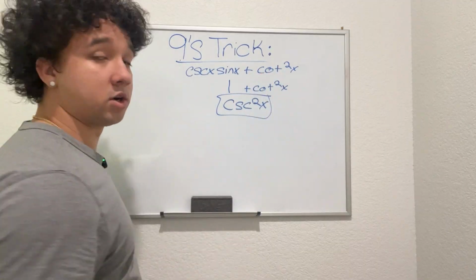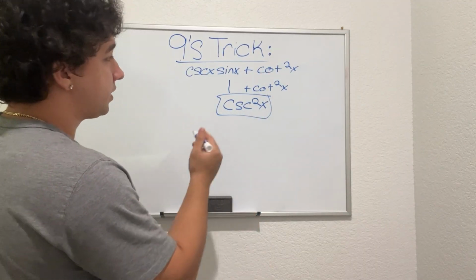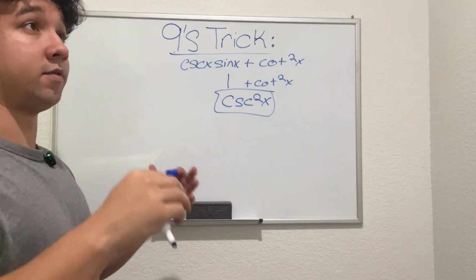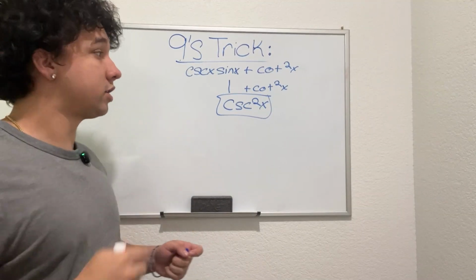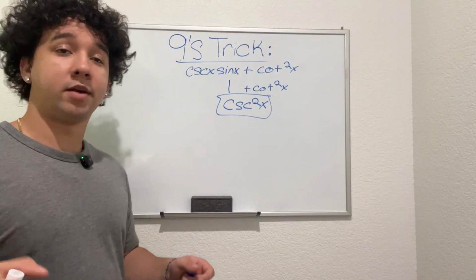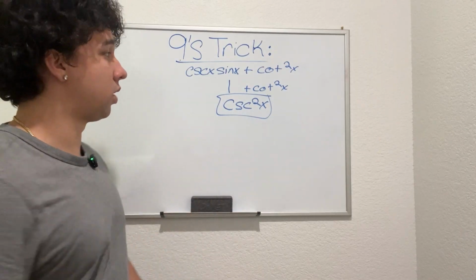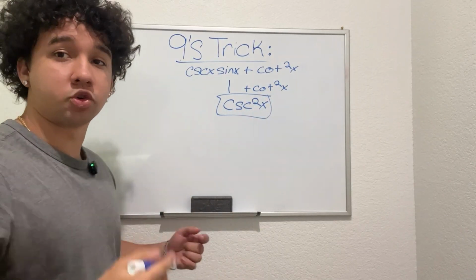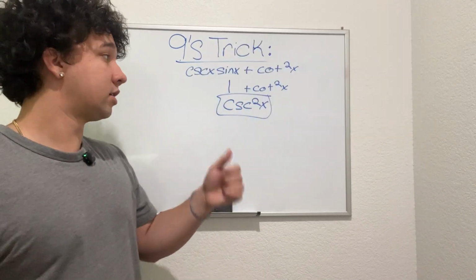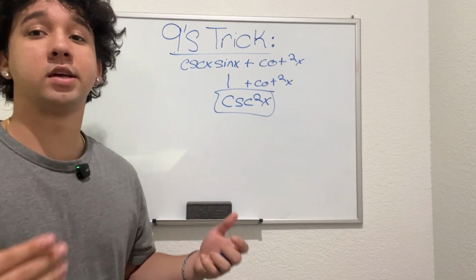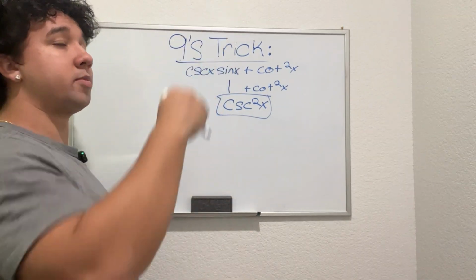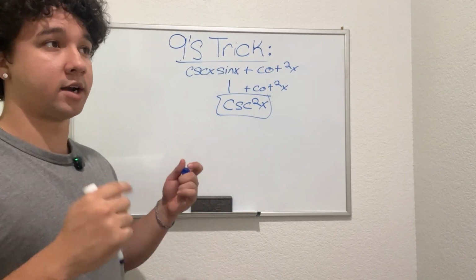But why didn't I change cotangent? Well, the reason why is because of this idea of pattern recognition. You're going to start recognizing, and this is something that I recommend for you guys as well, anytime you see 1 plus something, minus 1, or something squared in trig, we should automatically start thinking, okay, Pythagorean identity is probably at play.